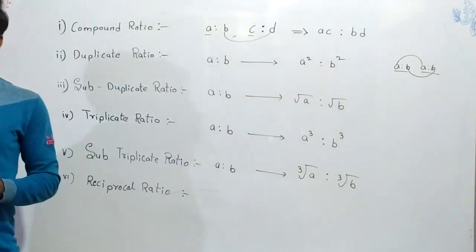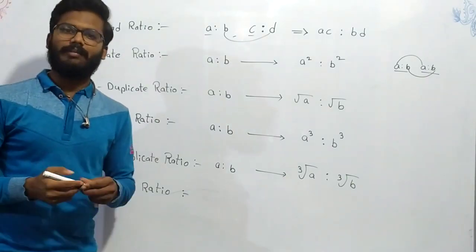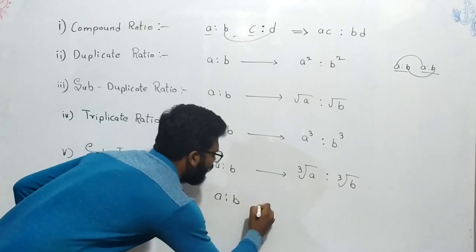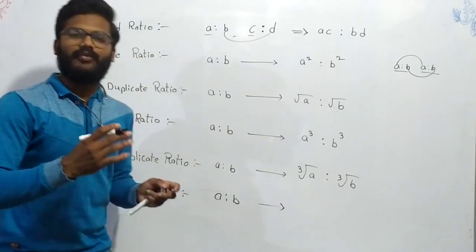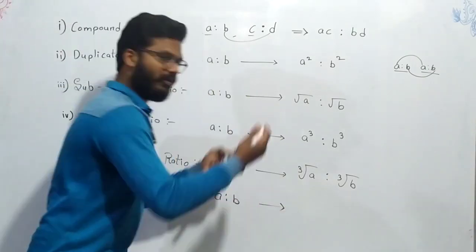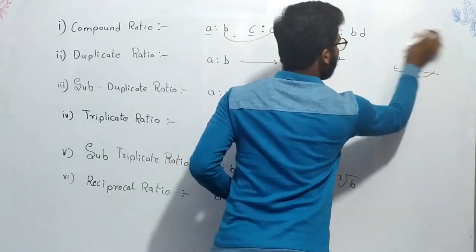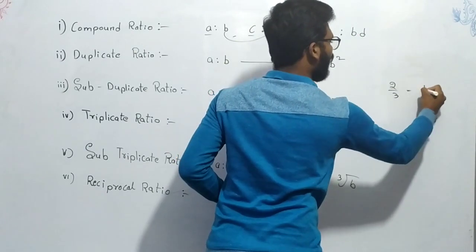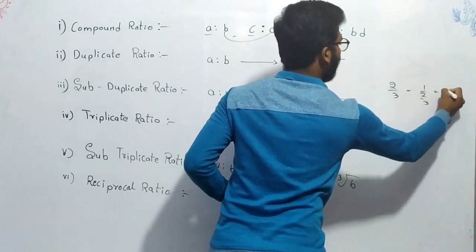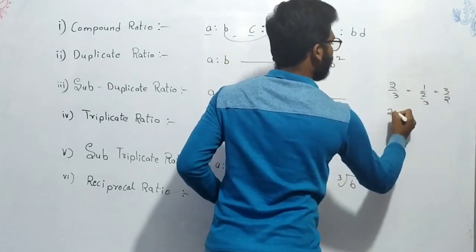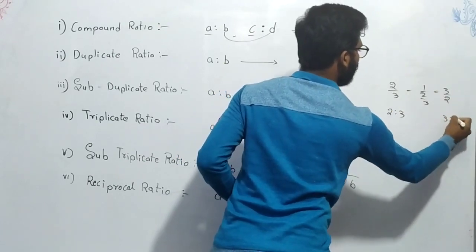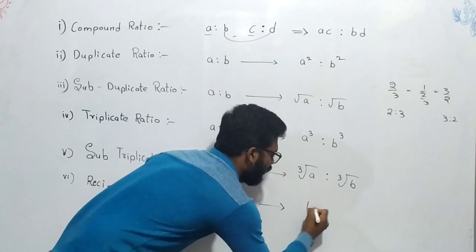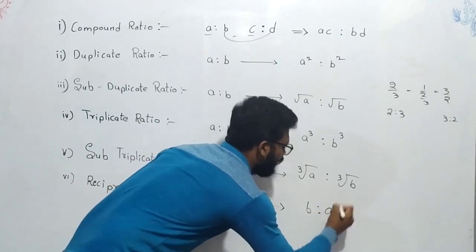Next, reciprocal ratio. Already you know what is meant by reciprocal, right? For A is to B, the reciprocal of A is to B is nothing but its reciprocal. If you want to write the reciprocal of a rational number 2 by 3, we can write 3 by 2. Here 2 by 3 is nothing but 2 is to 3, and the reciprocal is 3 is to 2. In the same way, A is to B reciprocal ratio is B is to A.